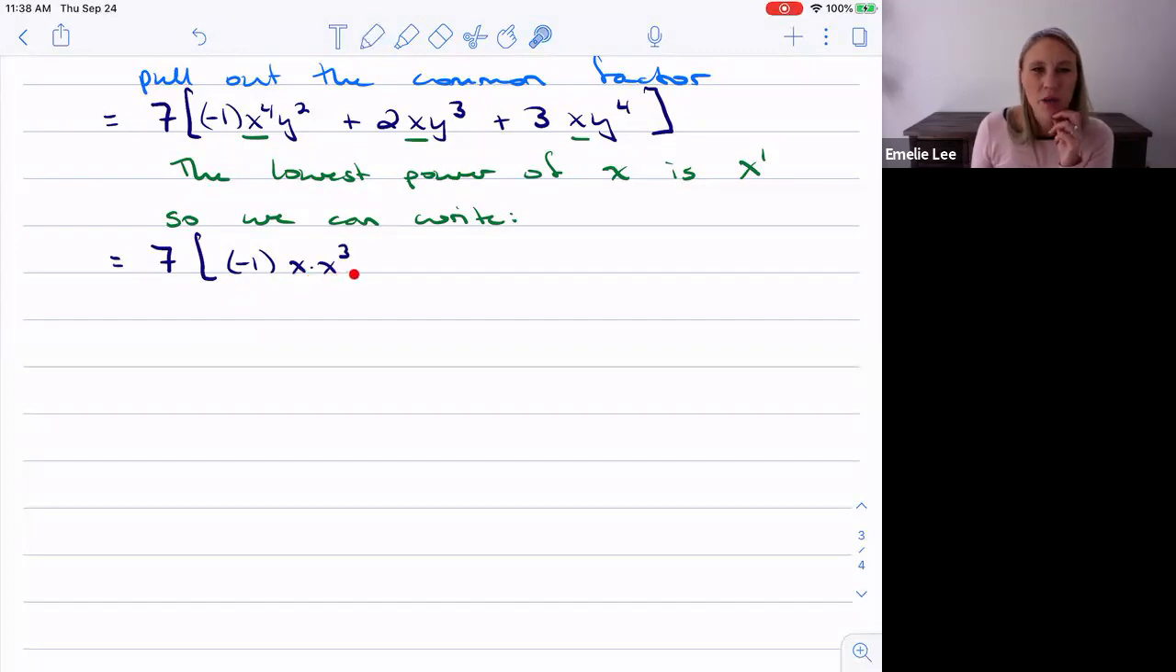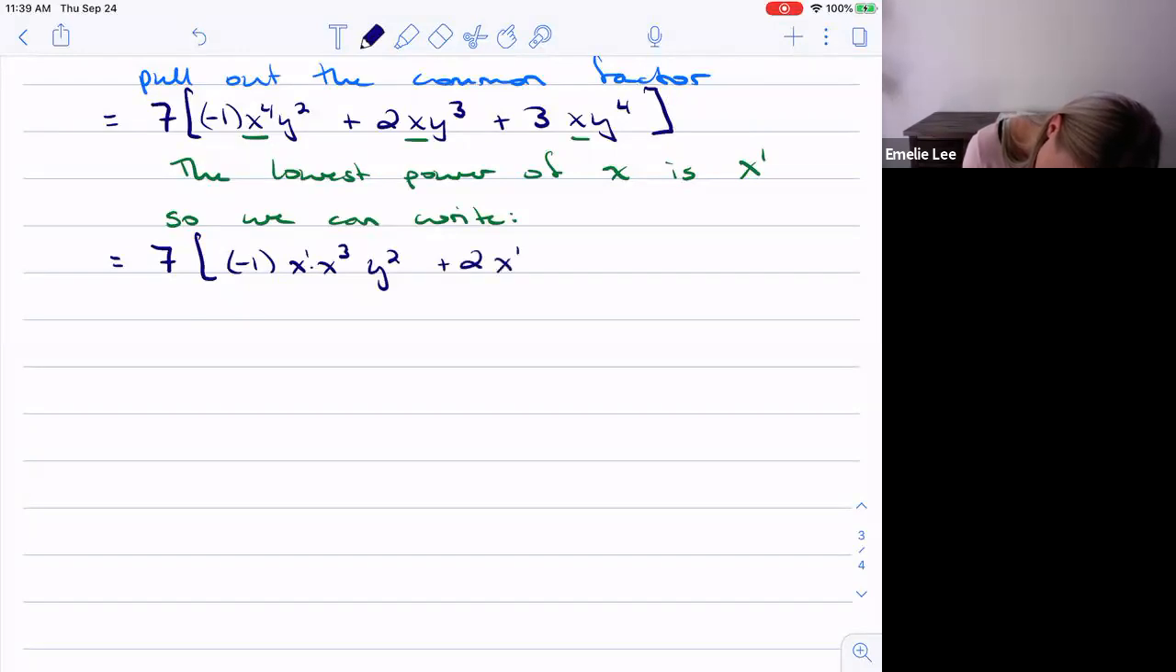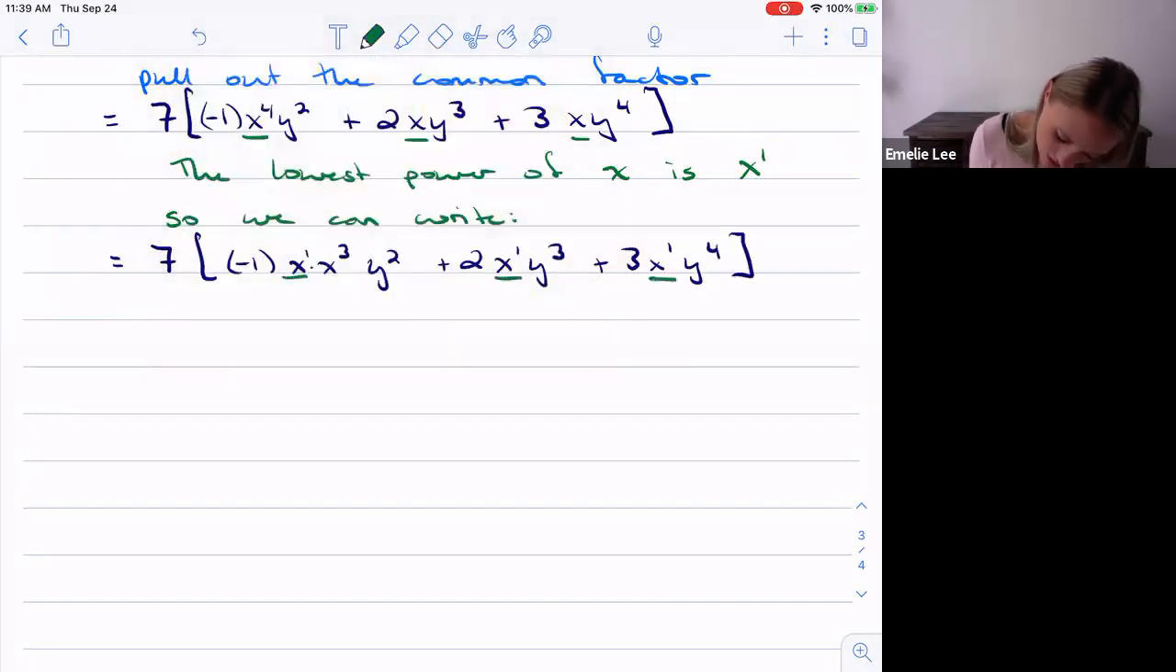X times x to the power of 3 is x to the power of 4, right? So technically I've got x to the power of 1, but if I'm multiplying the same base, then I add the powers, and that's what I can use to split these guys up. Times y squared plus 2 x to the 1, y to the 3, plus 3x to the 1, y to the 4. So now I've got x to the 1, x to the 1, x to the 1.